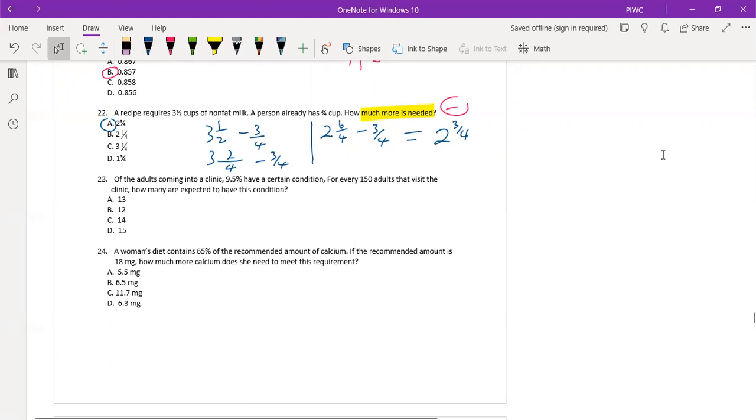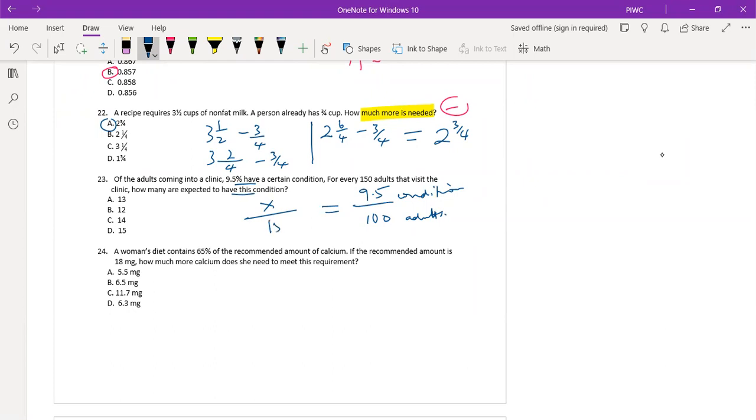23. Of the adults coming to a clinic, 9.5% have a certain condition. So 9.5%, we can write that down: 9.5 out of 100 who have the condition. Now these are the number of adults that come in. So set up the same ratio here. Those who have the condition, how many people do you expect to have this condition? We don't know. So X over the adults who come in, so 150. This would be the proportion to solve.